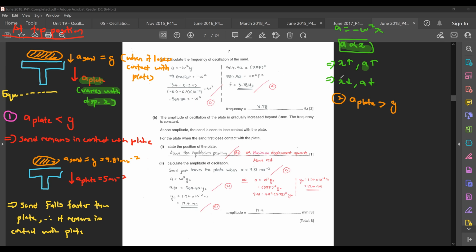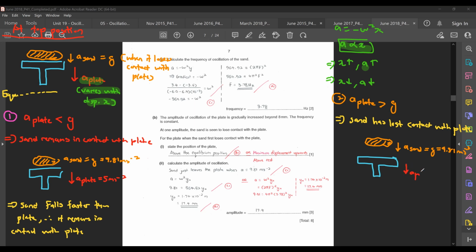So what happens here then? In this case, your sand has lost contact with the plate, because the idea here is, if this one is your sand, the acceleration of your sand is g, 9.81 meters per second squared, but this one is your plate, the acceleration of your plate being more than g, let's just say 15 meters per second squared. Your plate is falling faster than your sand.